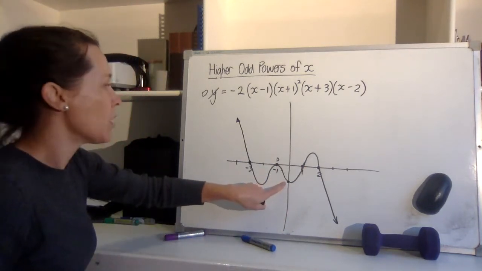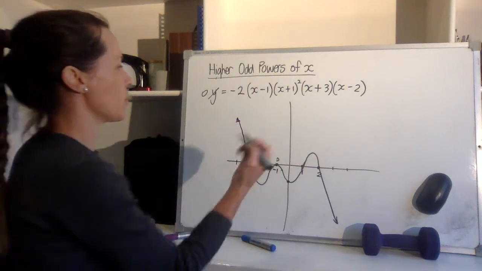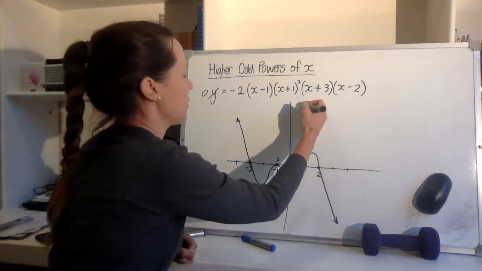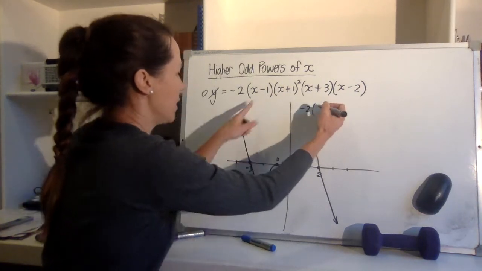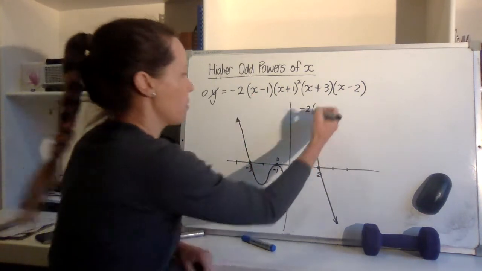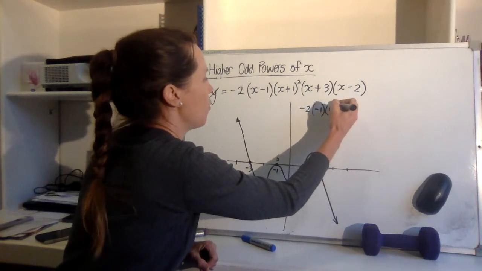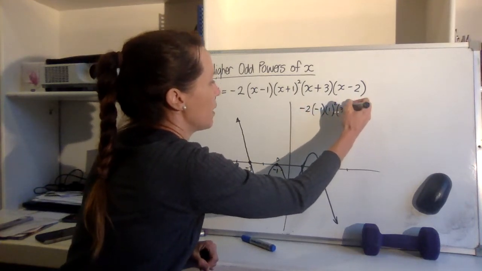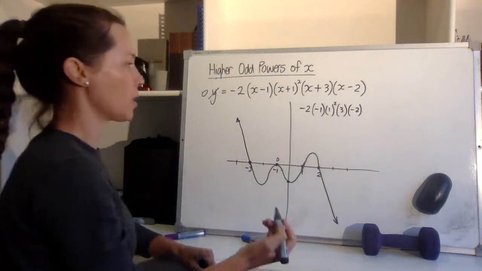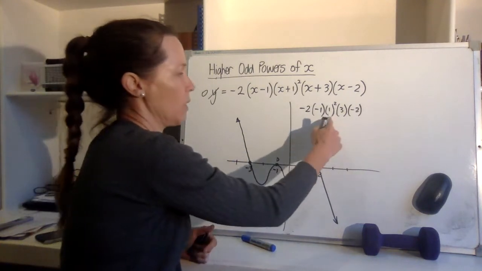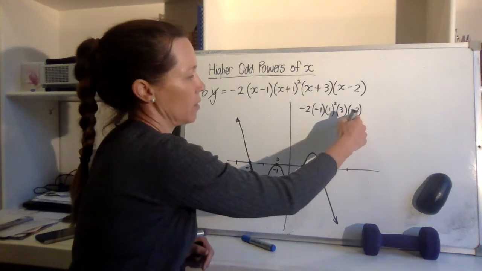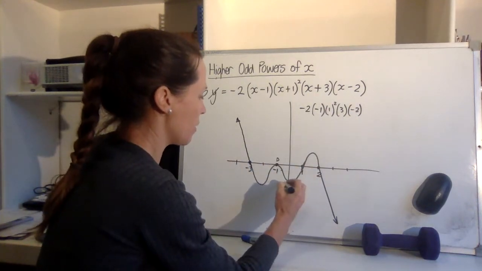Now the only other thing I need to show here to make it complete is this point on the y-axis. So we do that by letting x equal 0. Now this is a long one, potential to make a mistake, so how about we just write out what we've got? Negative 2 times, now we're letting x equal 0, so I'll have negative 1, 1 squared, 3, negative 2. So I've got negative 2 times negative 1, that's 2, times 1, still 2, 6, minus 12. And this point here can be minus 12.